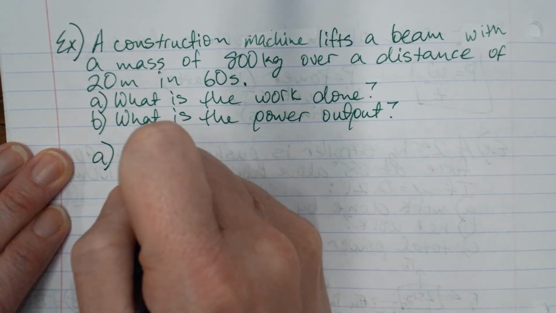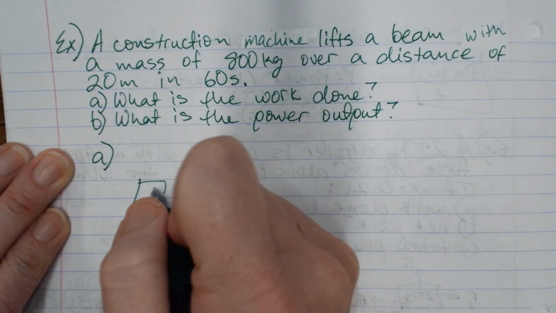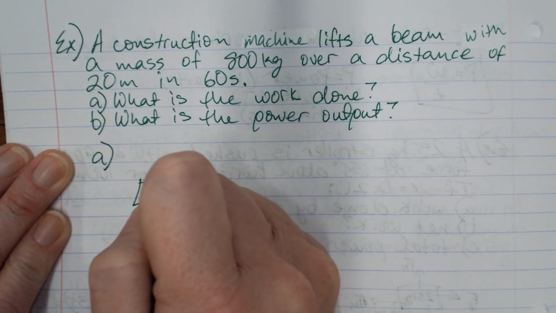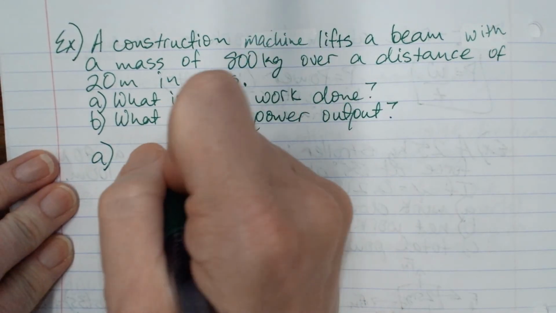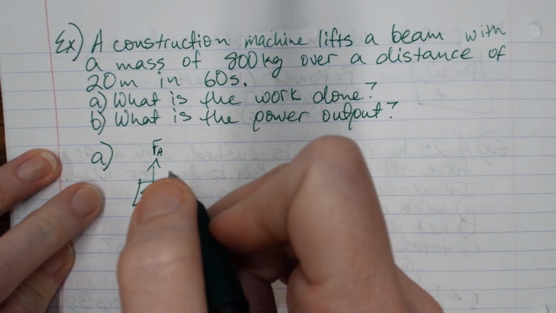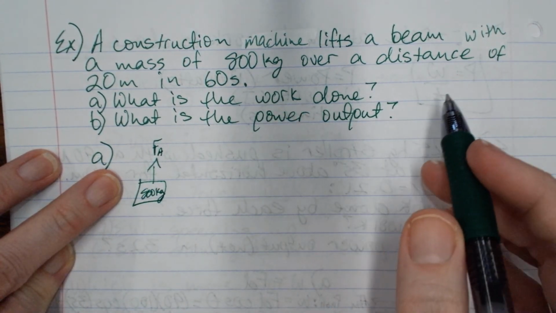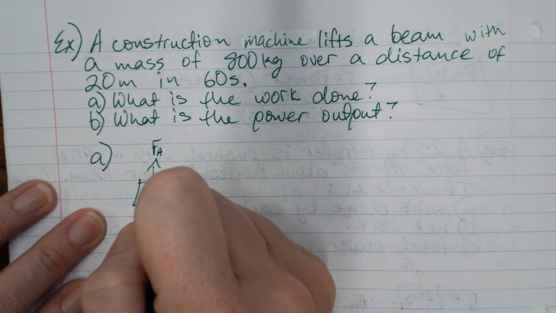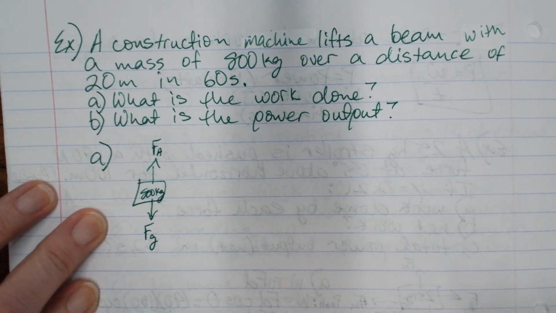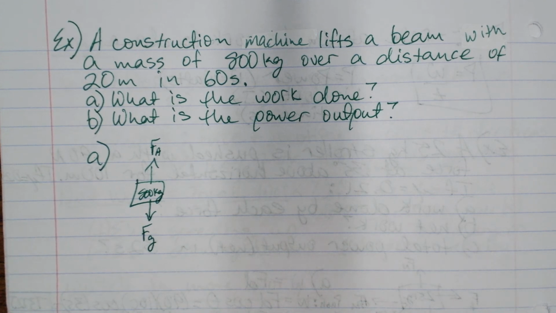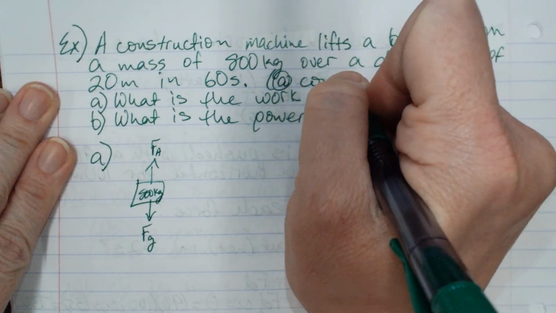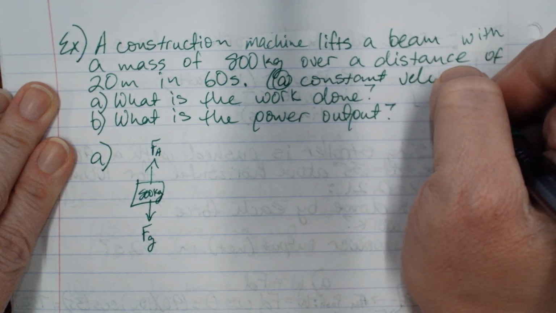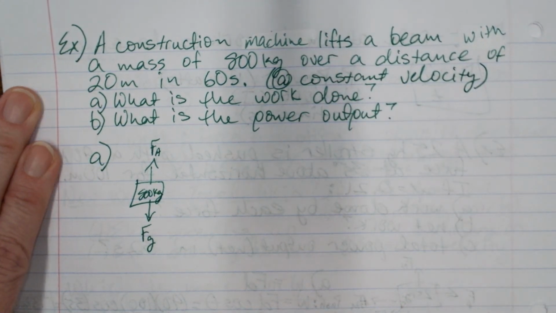So what do we have? We have a beam that's 800 kilograms. And it's being lifted, so I'm going to call this, you want to call it force applied or tension? Be my guest. I'm going to call it force applied for funsies. And my force applied is going to be exactly opposite of my gravity. And let's assume there's no air resistance, and that it's at constant velocity.